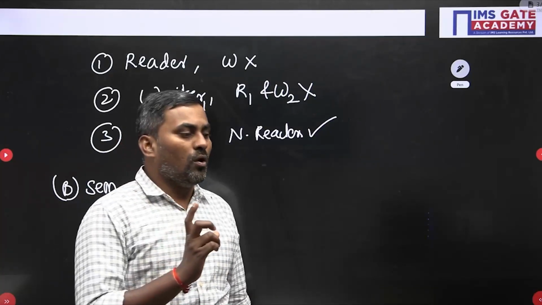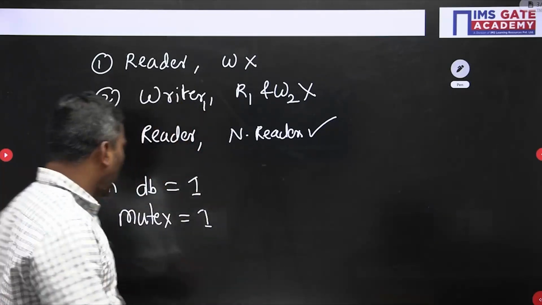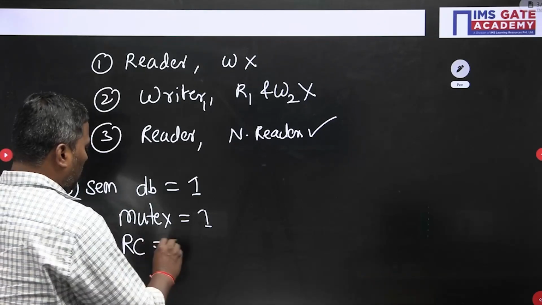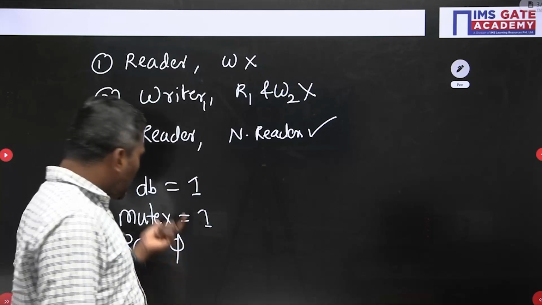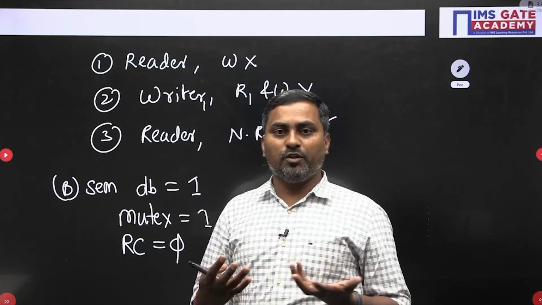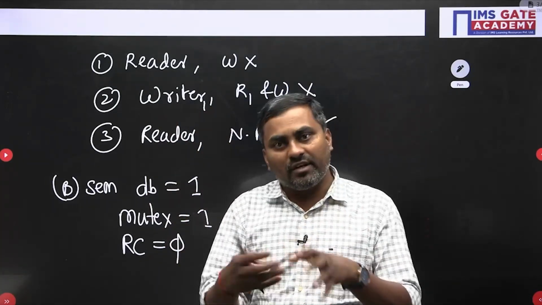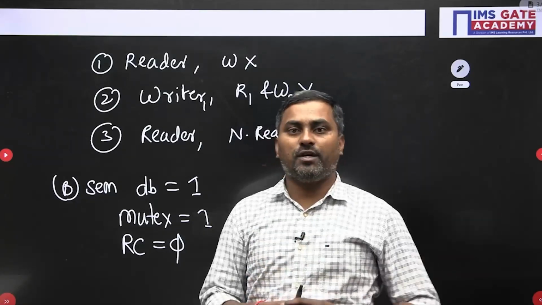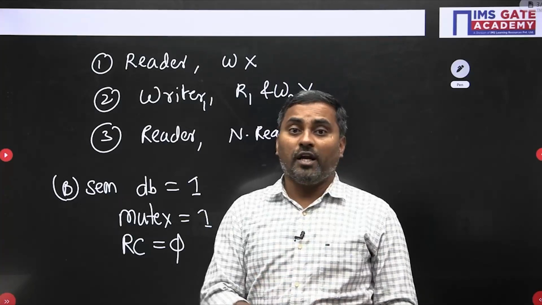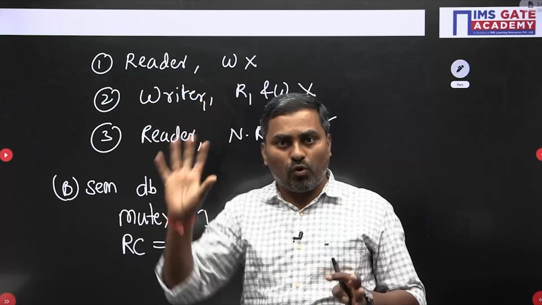Now I need to maintain how many readers come. For that I am using one more variable called reader count, RC. Initially this value is 0. The first reader is responsible for allowing n number of readers to access. Once those readers finish reading, they leave the database, and the last reader's responsibility is to up the database.